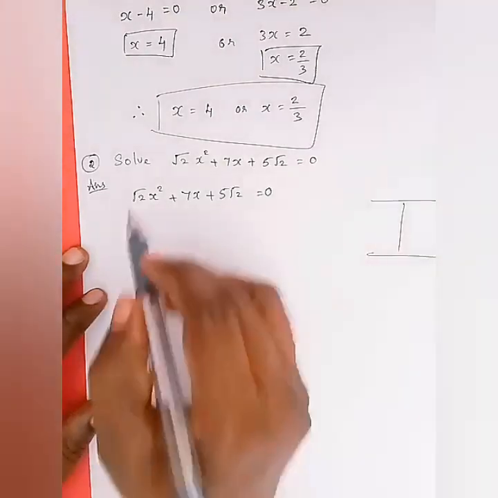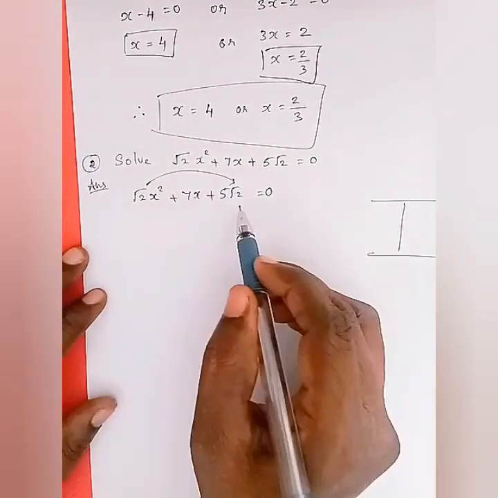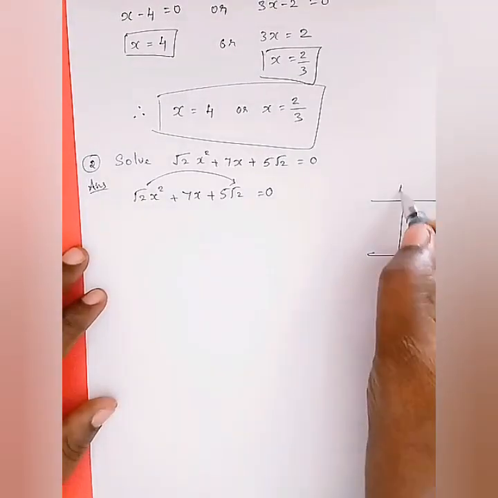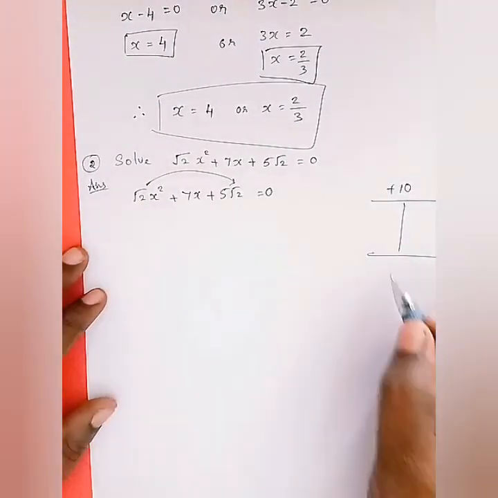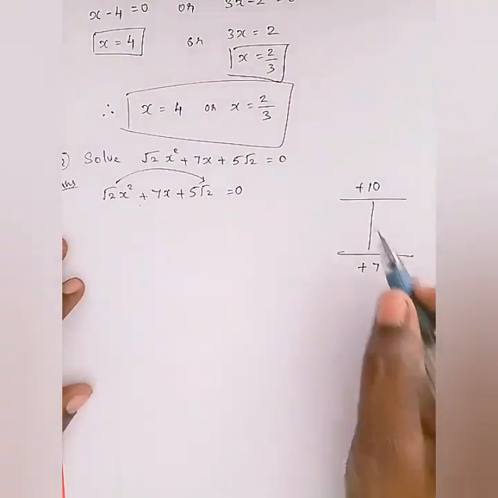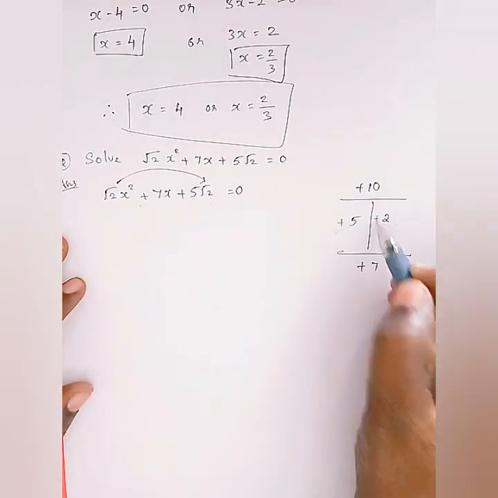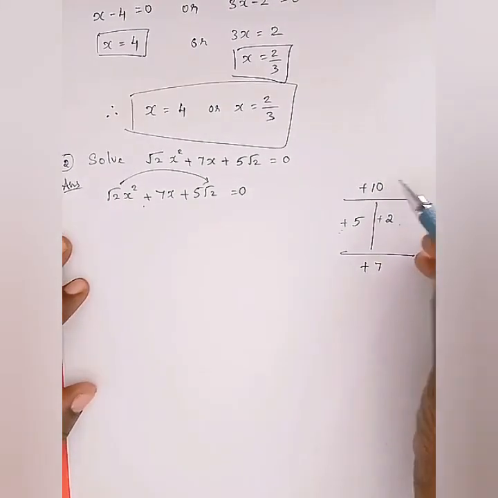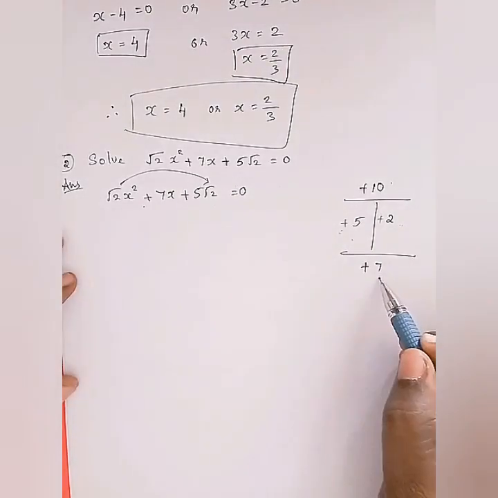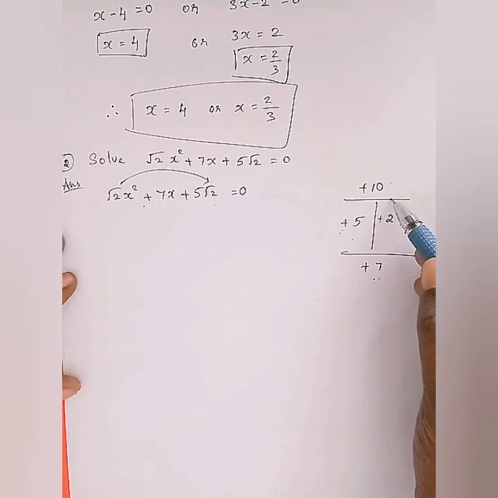So this root 2 into 5 root 2 will come as 5 root 2 into root 2 is 2, 5 into 2 is 10, so plus 10, and here middle term is plus 7x, coefficient is plus 7. I am going to take two numbers 5 and 2 such that if I multiply plus 5 into plus 2 is plus 10, plus 5 plus 2 is plus 7. So if I add, I will get 7, if I multiply, I will get 10.